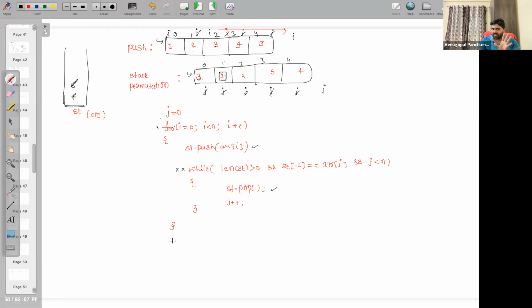So at the end, if everything is properly done, then the stack should compulsorily become empty. So if the length of the stack is equal to 0, then return true. Else return false. Very simple. Remember friends, in solving stack questions, you should know what to push and what to delete. That's it. If you know that, then things will become very easy.